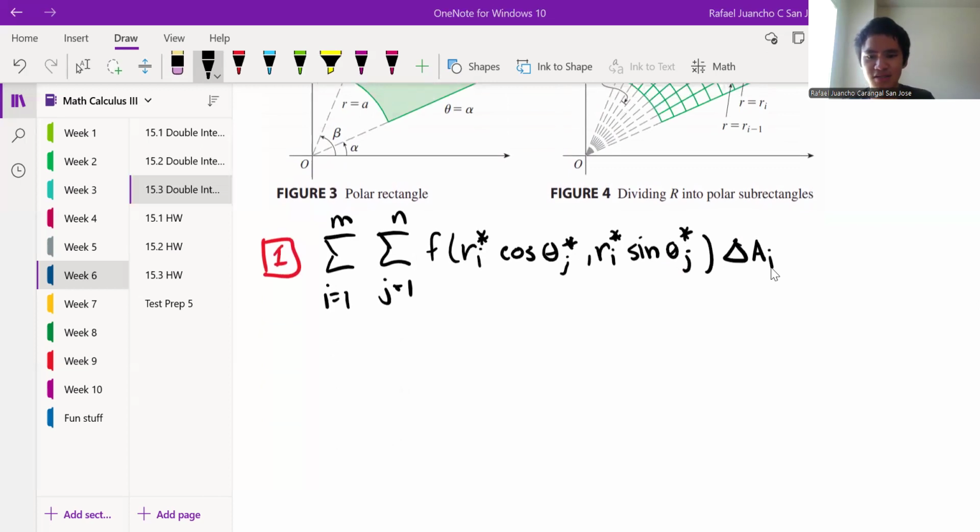And apparently this is the same, or yeah, so here we can say that this change in my area sub I is actually just R sub I, my R sub I sample, and then my change in my R, and then my change in my alpha. So that's just equal to that. We can just replug this in here, but it doesn't really matter. But that's the idea of a double Riemann sum, right?